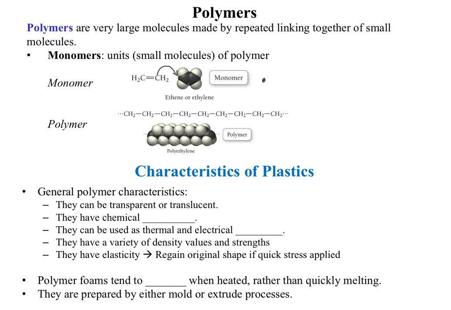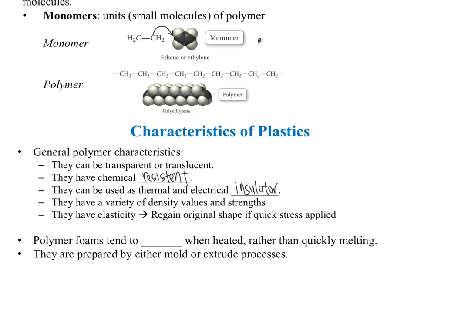They are chemically resistant because you've already been able to react them with other molecules to give them a more stable structure. They can be great insulators of both electricity and heat. Because you can make them out of different monomers, they can have different densities and strengths, and we see that with our own plastics in the world.